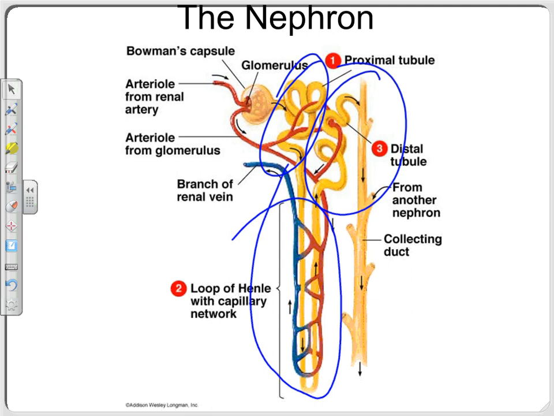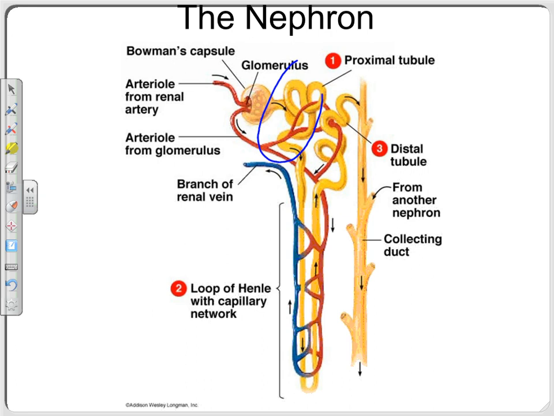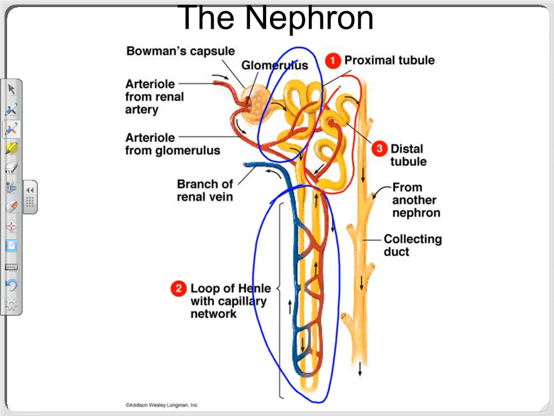All right, now look, I've circled something here I didn't really mean to circle. Let me get exact. This is the proximal convoluted tubule. This is the loop of Henle. Step 2 happens there. Step 3, tubular secretion, happens right in there. That's the distal convoluted tubule. And this is the collecting duct.